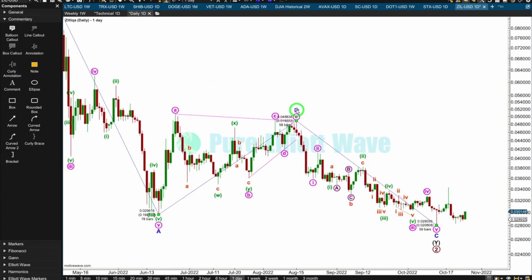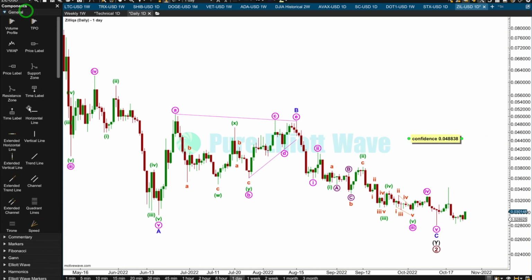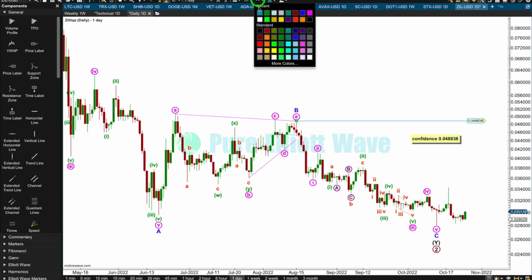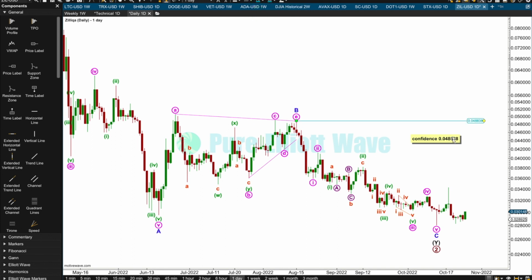I think we would also need to see a new high above 0.048838 to have confidence in this view. While price remains below this point, we cannot have confidence that this wave count is correct. So this is a really important price point. It has to be breached before we can have confidence in this view.